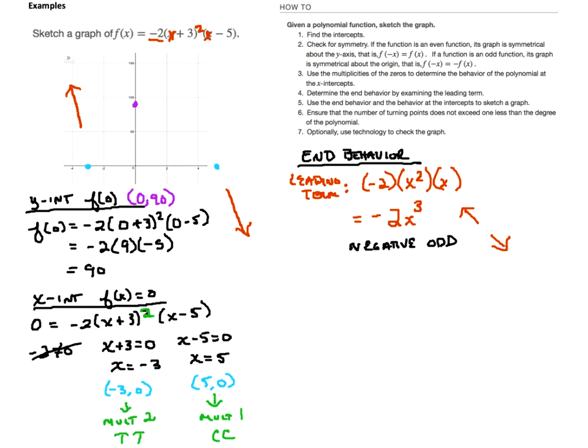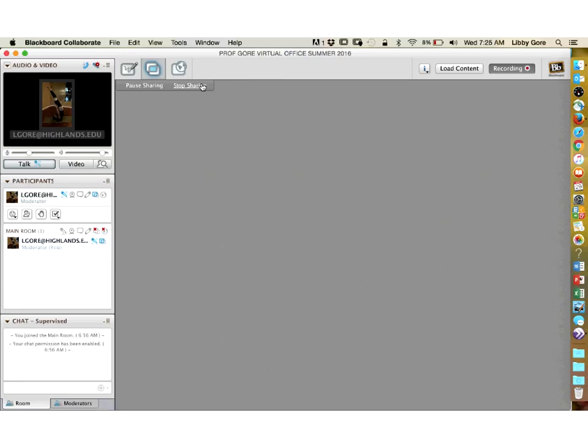I also know that at negative 3, this thing touches and turns. Now, I don't know if I peak out before I go through the y-axis, or if I go through the y-axis and then peak out. So you would need to go to your graph to figure that out. I'll just take you out to graph it. Let me write it down so I don't forget the equation. f of x equals negative 2 times x plus 3 squared times x minus 5. Okay, let's go see what happens with that maximum.